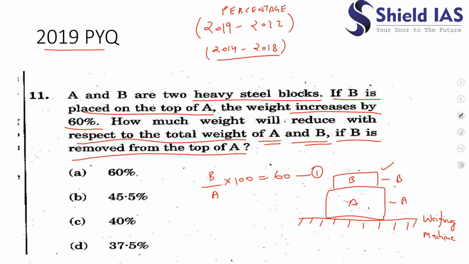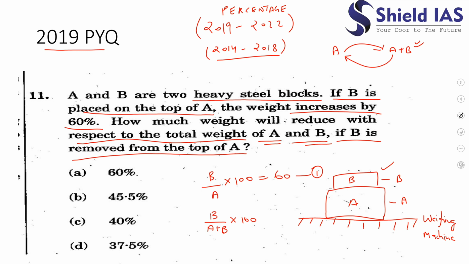So first what has happened? First we have gone from A to A plus B. Then we have again removed the B, so the final weight becomes A, and we have come from A plus B. So what is the change? Again the change is B, but now the initial weight is A plus B, into 100. This value we have to get.